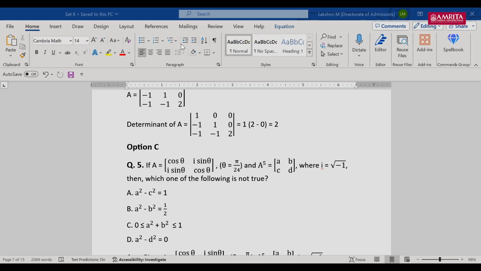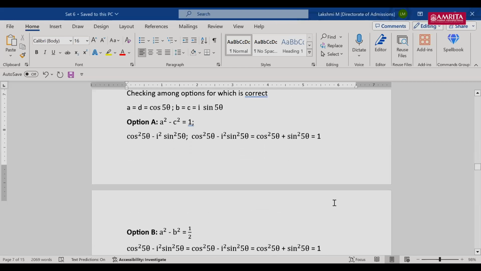The one which is not satisfying this condition is actually the second option, right? That is a square minus b square is equal to 1 by 3. I think, yes, most of them have given me options. Completely fine. We'll just discuss this. Hold on for a second. Okay. So, yes, moving on.